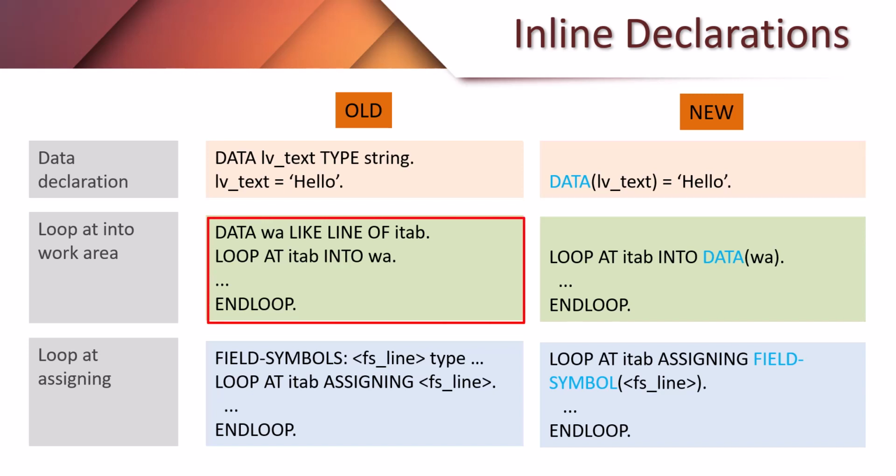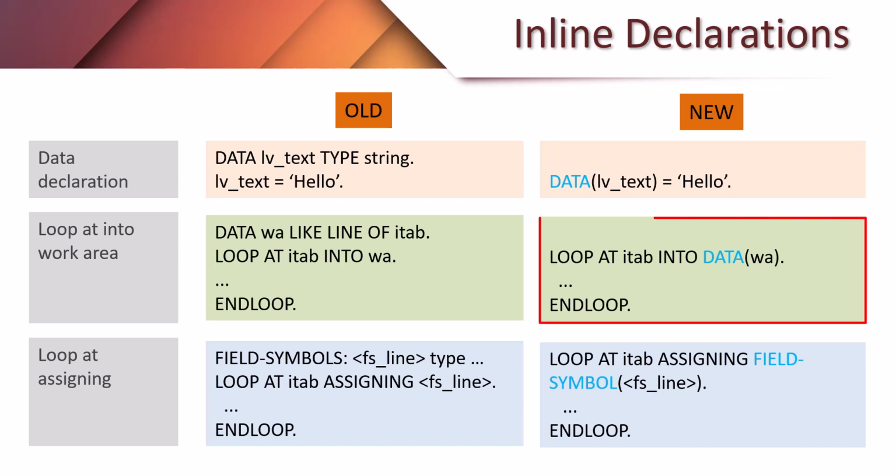Now let's look at the second example. Here what we are doing is looping at the internal table iTab into work area WA. The data type of the work area we have explicitly mentioned here, which is LIKE LINE OF internal table iTab. With the new syntax, you don't need to declare the data type of the work area explicitly in your program.